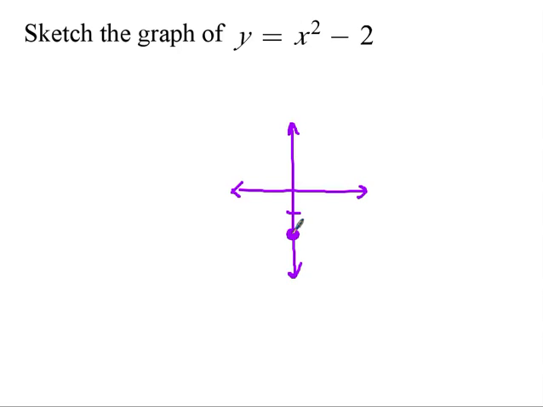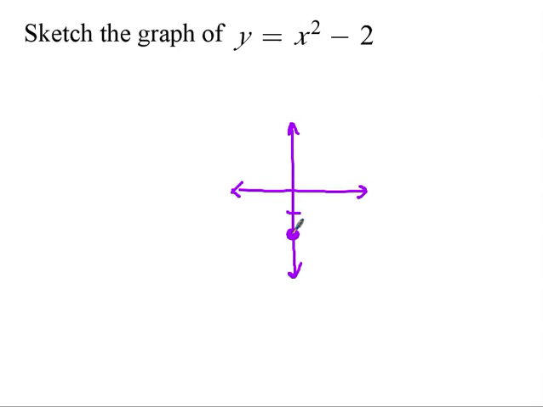Now, how could you determine some other points? Because obviously we need more than one point on a graph. We know it's a parabola. We need to figure out, does it open up or down? Up. Why does it open up? Because it's positive x squared. You're right. So we know it opens up.